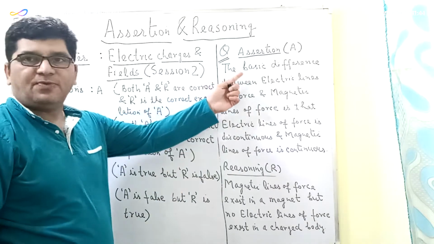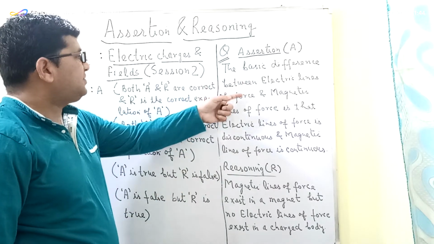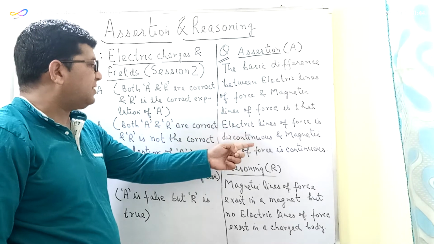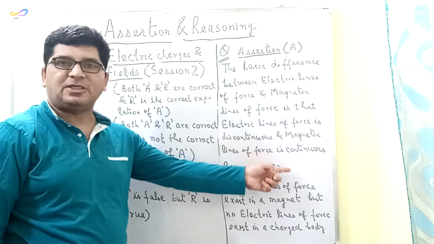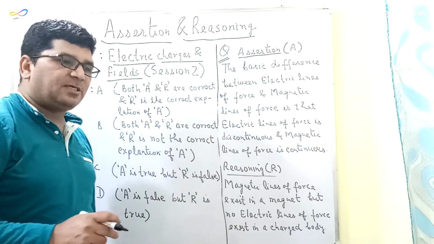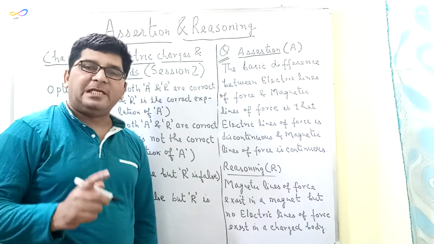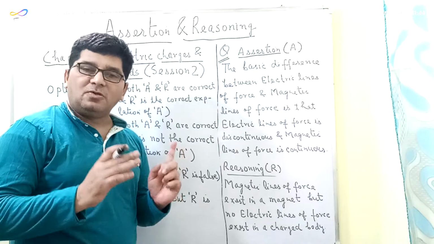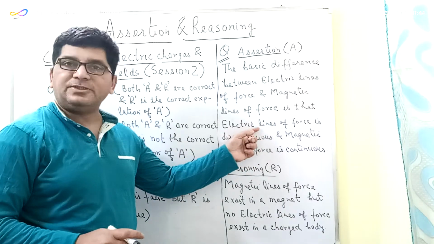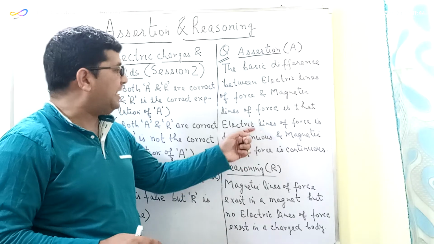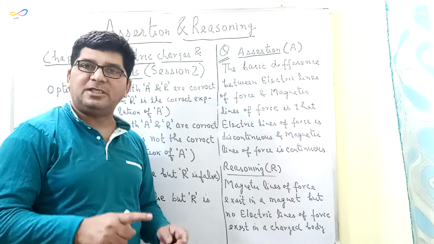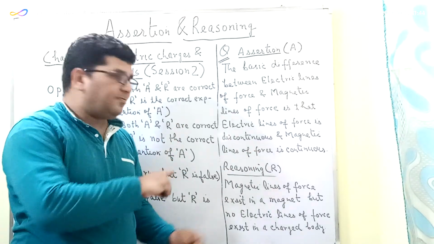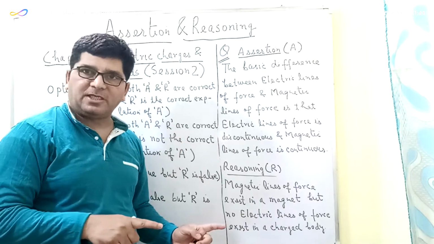So here, let us first of all discuss this assertion. The basic difference between the electric lines of force and the magnetic lines of force is that electric lines of force are discontinuous and the magnetic lines of force are continuous. Now we all know that in any charged body, the electric field inside the charged body is zero. That is, no electric field lines are present inside the charged body. That is, the electric lines of force are not present inside the charged body, whereas the electric field lines exist outside the charged body.